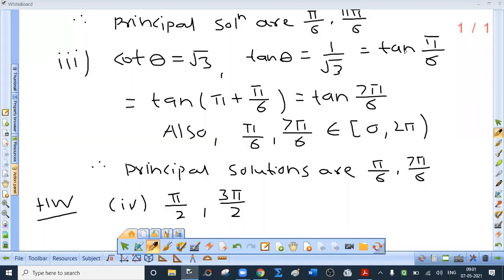Third one, cot theta is root 3. So what is tan theta? 1 by root 3. But tan pi by 6 is 1 by root 3. Also, you have to mention that tan of pi plus theta is tan theta. So tan pi by 6 is the same as tan of pi plus pi by 6, that is 7 pi by 6. Now both pi by 6 and 7 pi by 6 belong to the semi-open interval. So these are the principal solutions. Now the next one is for homework. This is the answer.